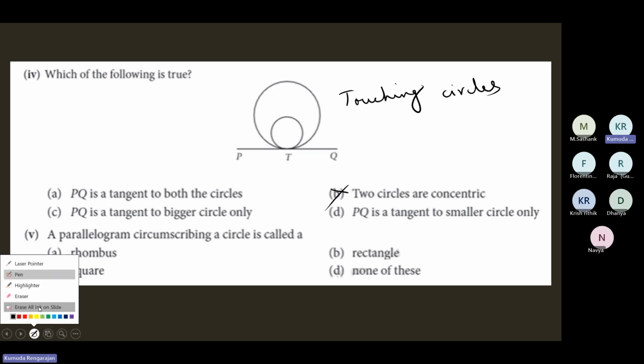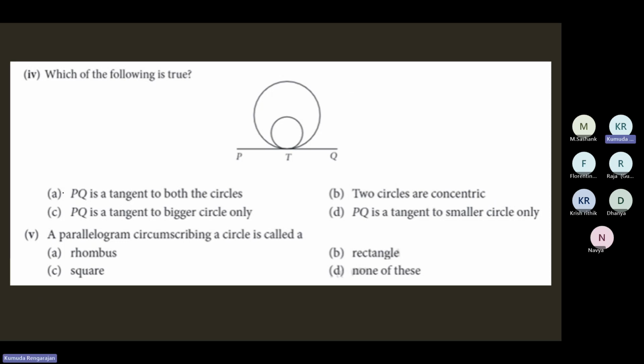Okay, so this is the correct option. PQ is a tangent to both the circles, because T is a point that lies on both the circles. These two circles touch at T. T is a point that lies on the smaller circle and the larger circle. T is a common point to both the circles. And so PQ is a tangent to both the circles at T.